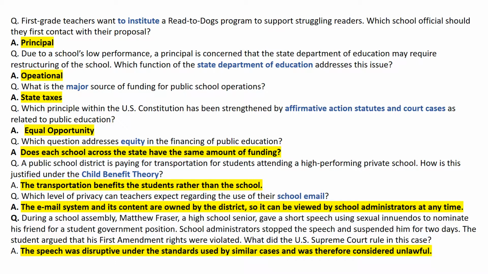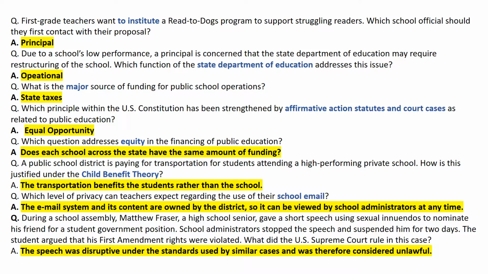A public school district is paying for transportation for students attending a high-performing private school. How is this justified under the child benefit theory? The transportation benefits the students rather than the school. Which level of privacy can teachers expect regarding the use of their school email? The email system and its content are owned by the district, so it can be viewed by school administrators at any time.